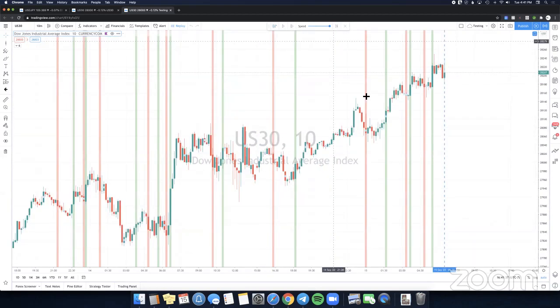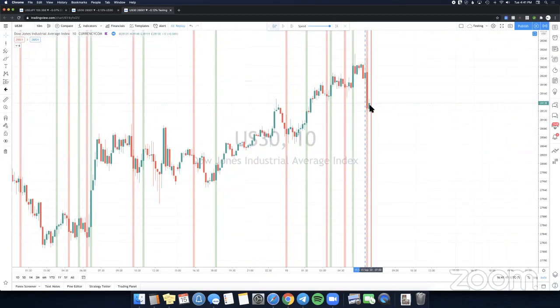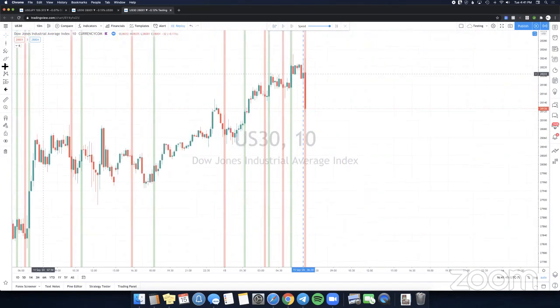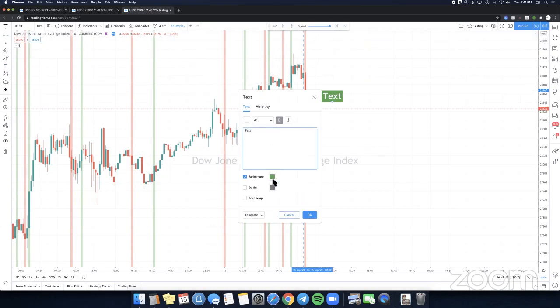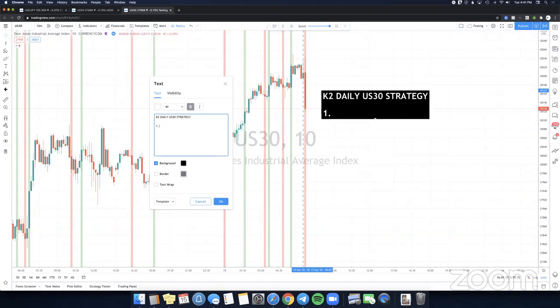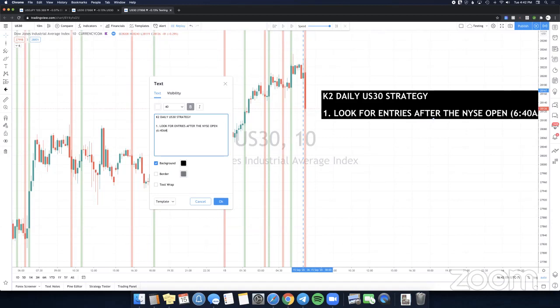All right, cool. So I'll just put the requirements here for the new people. I know there's a lot of new people here. This is going to be the K2 daily US 30 strategy, and it's super simple, guys. So first one, you're going to look for entries after the New York Stock Exchange open, which is going to be 6:30 a.m. Pacific Daylight Savings Time.